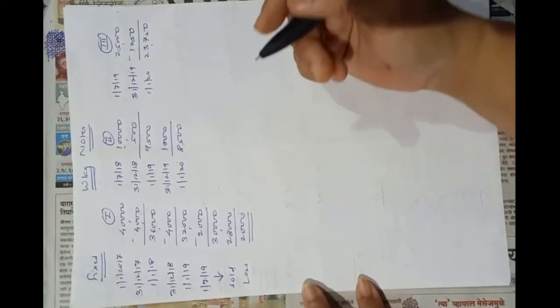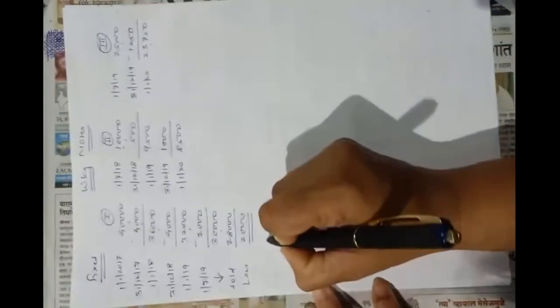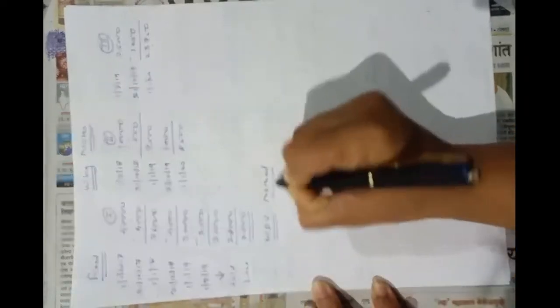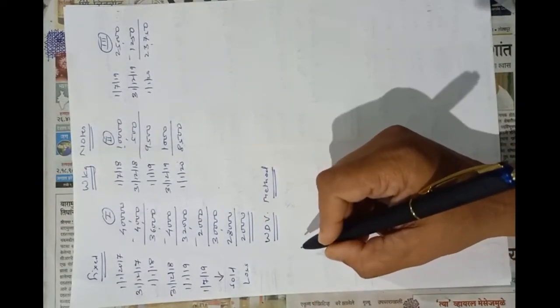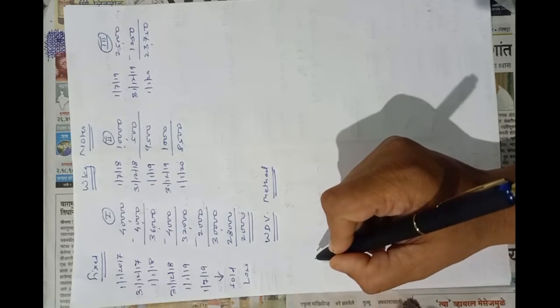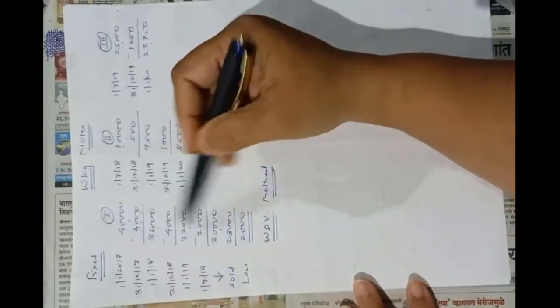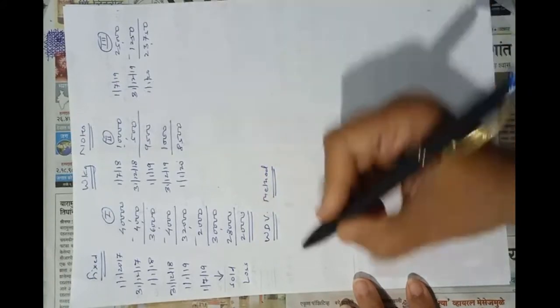Now we will calculate depreciation by the changed method, that is written down value method. Here, in the written down value method, we will calculate depreciation from day 1, that is from 1st January 2017 on this machinery, but this machinery was sold in 19, so no need to calculate depreciation on this machinery. So we will calculate depreciation on the second machinery.